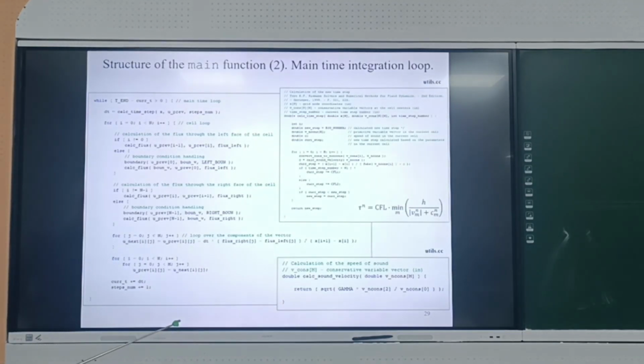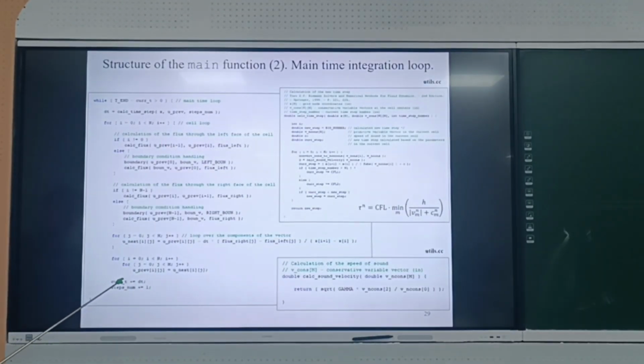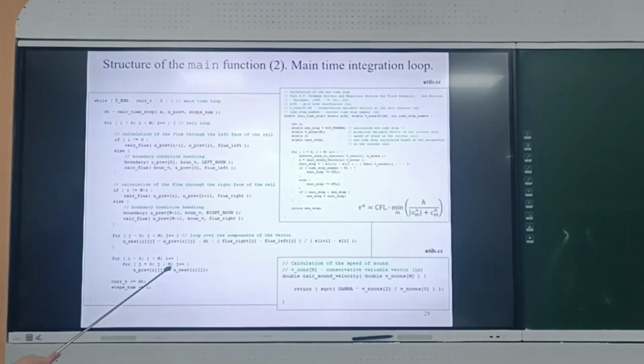It's obvious. And that's it. And at the end of this cycle, we just should store our new conservative variables vector in upref. That's it.